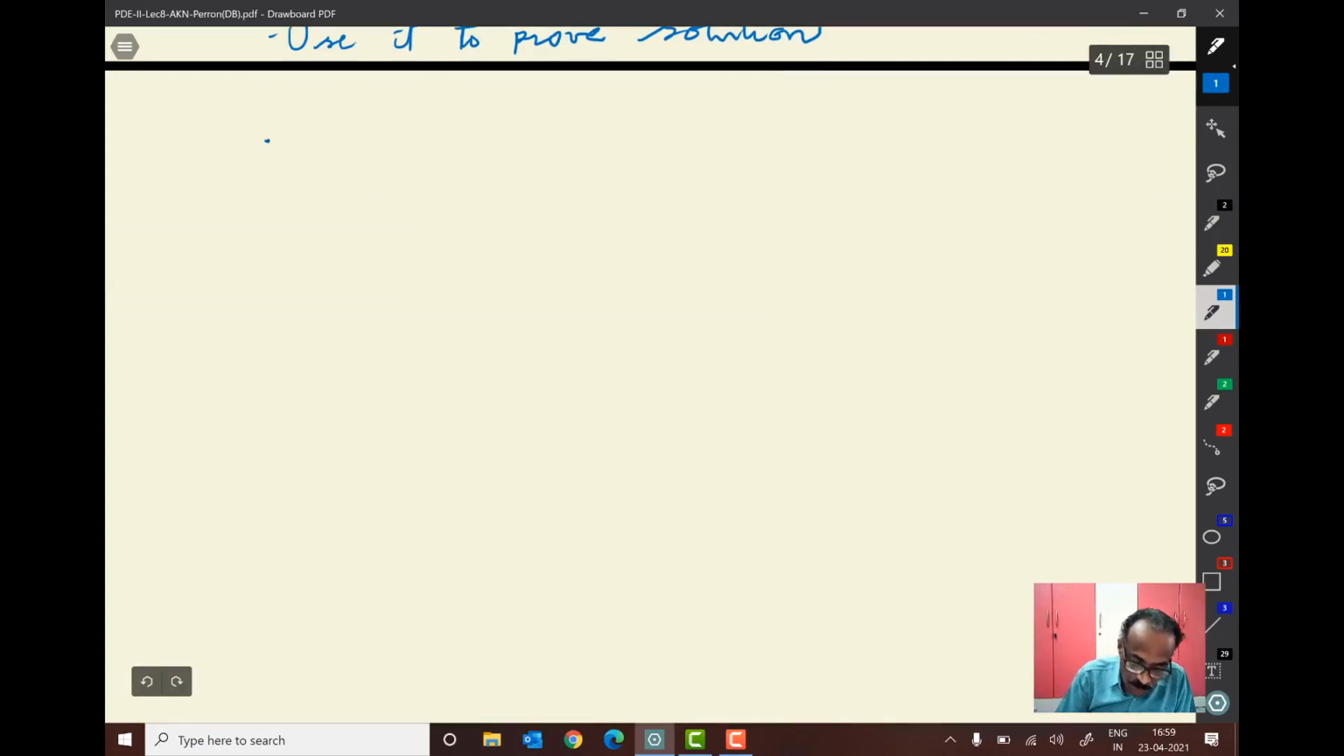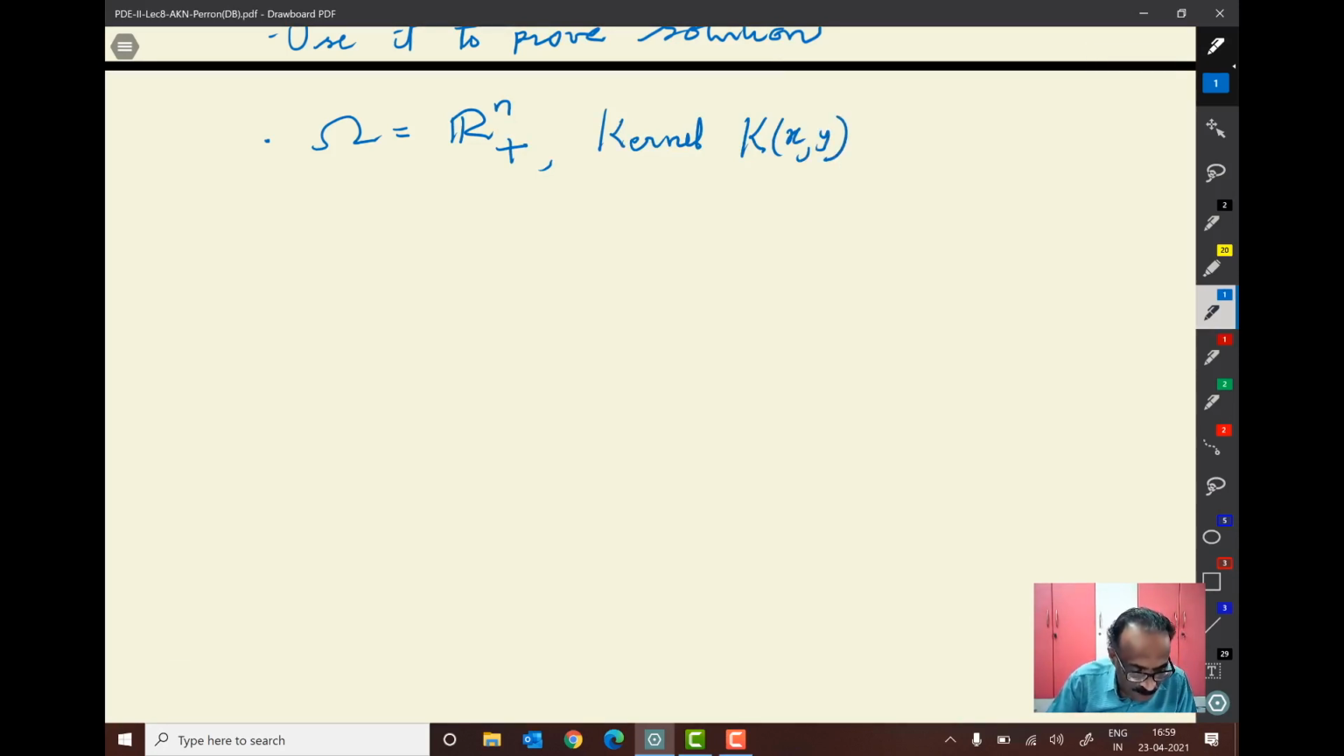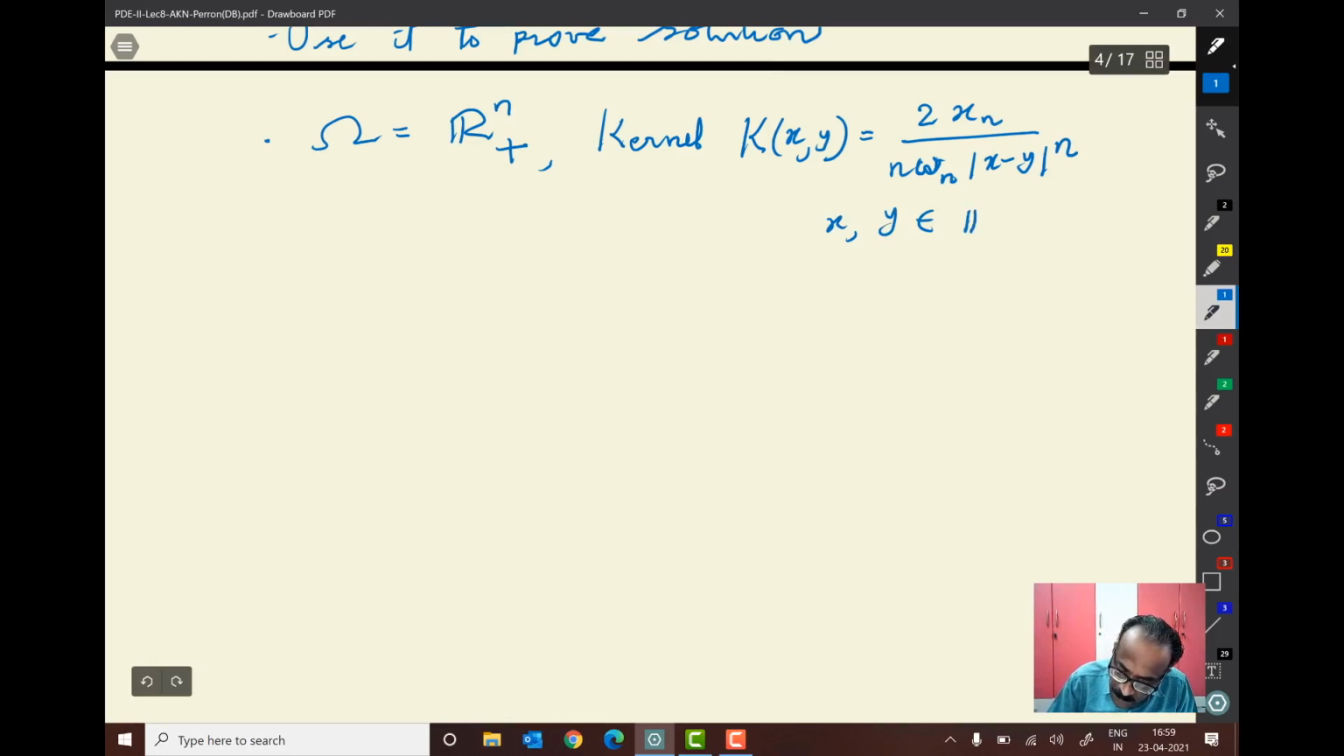Two cases let me do. When omega is equal to Rn plus, and if you define the kernel, this is called the Poisson kernel K(x,y). These are all again introduced there. So you define the kernel to be 2 xn by n omega n, mod x minus y power n. This is the kernel for x, y in Rn plus.